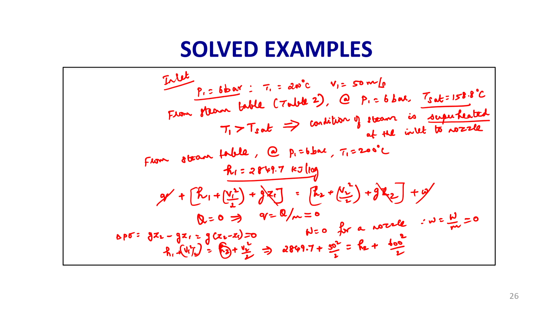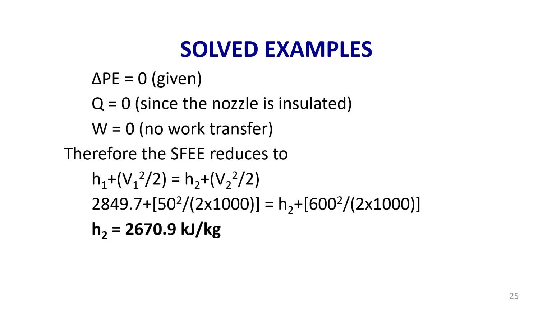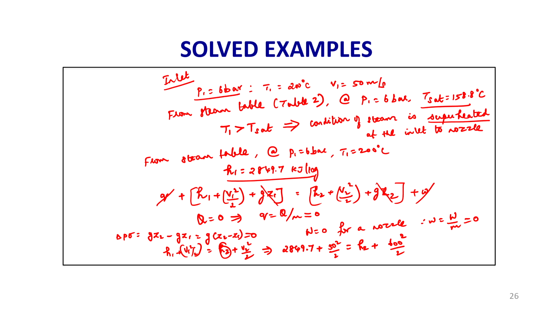So, rearranging and calculating, you will get 2671 kilojoule per kg. So, if you round off, H2 is equal to 2671 kilojoule per kg. This is the enthalpy of the steam leaving the nozzle.